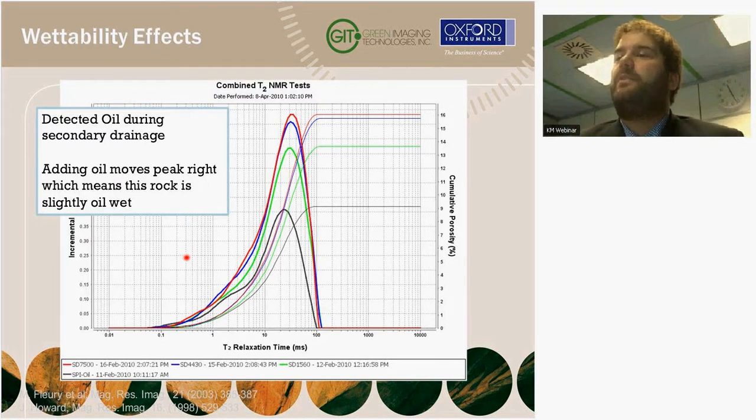We can only see the oil. So of course, it makes everything easier to interpret. In this example, as we add oil, the peak is moving to the right, which means it's becoming longer. It's tending towards the middle, whereas oil in contact with the pore wall slowly moves towards the center of the pore as we add more. So it's slightly oil wet, and that was confirmed by USBM and other measurements.